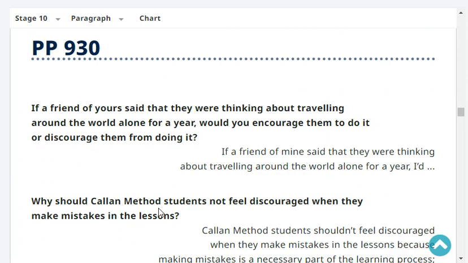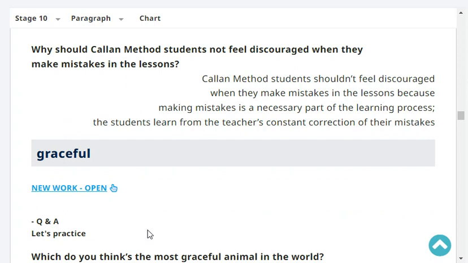If a friend of yours said that they were thinking about traveling around the world alone for a year, would you encourage them to do it or discourage them from doing it? If a friend of mine said that they were thinking about traveling around the world alone for a year, I'd encourage them to do it. Very good.